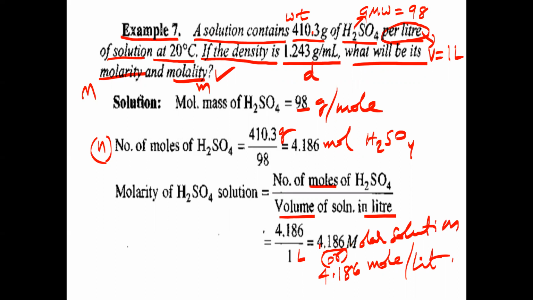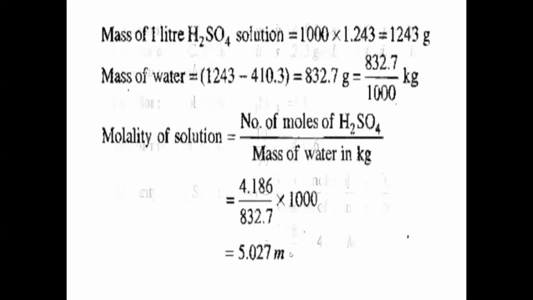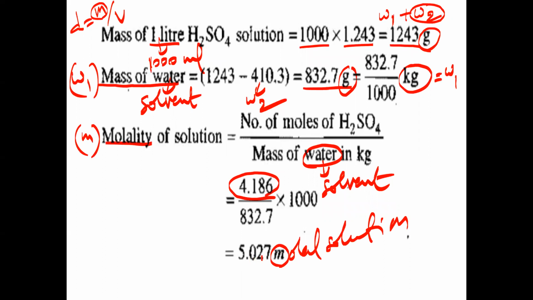Molarity is 4.186 for the solution, and molality is 5.027. What does it mean here? Molality equal to 5.027 means 5.027 moles per kg. That is, 5 moles per 1 kg. In 1 kg of solvent, 5 moles of solute is present. This is the calculation of molarity and molality. Is that clear?